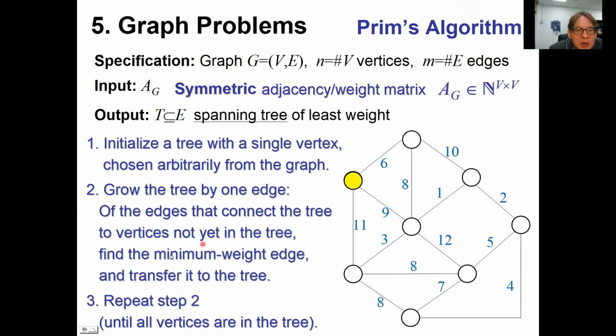And among these edges, it will choose the one with minimum weight. This is this one, right? It has less weight than these two. So it will consider this weight and add the edge and its connected vertex to the tree.